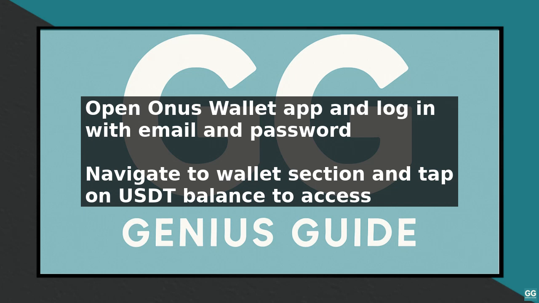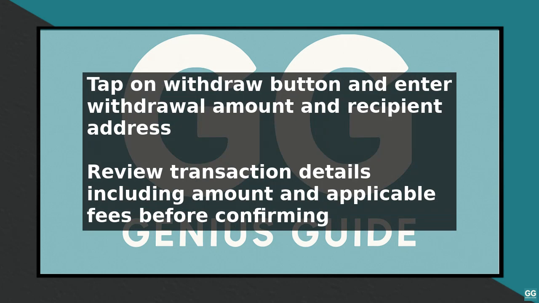Next, navigate to the Wallet section by tapping on the wallet icon, usually located at the bottom of the screen. Here, you will see a list of all the cryptocurrencies you hold, including USDT. Tap on the USDT balance to access the USDT wallet. Now, tap on the Withdraw button, which is usually represented by a minus sign or an arrow pointing outward.